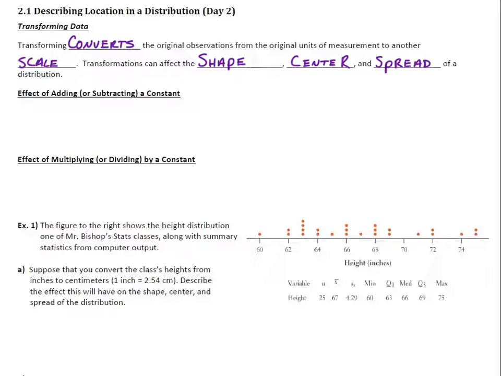And we're going to be doing a lot of basic transformations, so in general, the shape won't be affected too much when we do. In fact, it won't change at all. Some of the stuff we'll do later in the year when we take like the log of the distribution, or you can square root the values, that would affect the shape. But the stuff we do, it won't affect the shape.